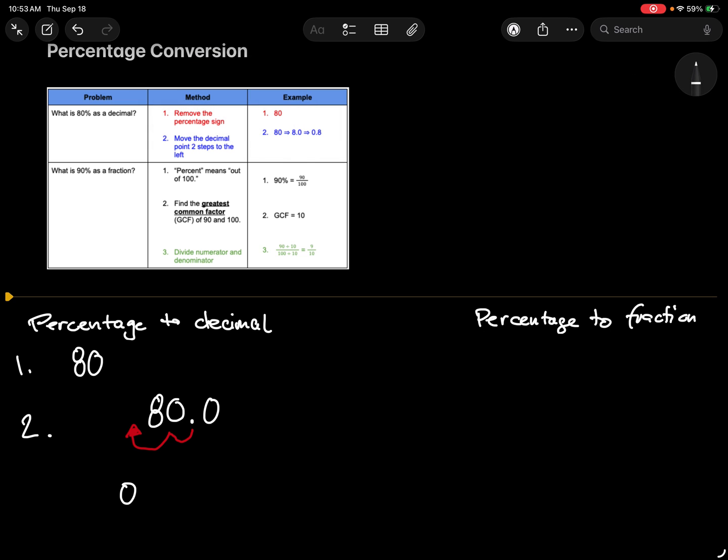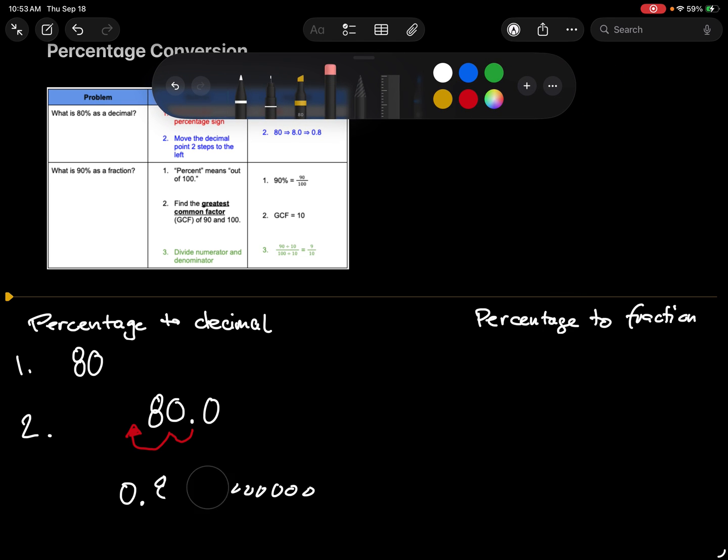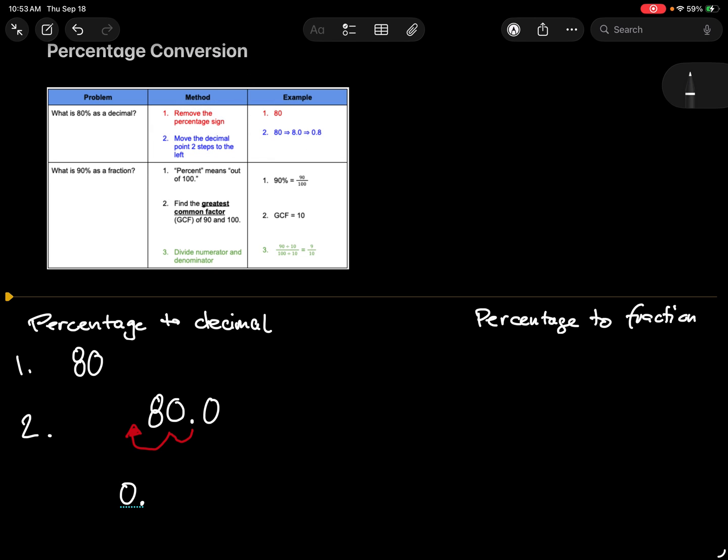It's going to be 0, here's our decimal point, and it's going to be 8. There's an indefinite amount of zeros after it, but we don't care about those. Let me write that neatly. 8. So it's simply going to be 0.8. That's it. You simply write the number without a percentage sign and then move the decimal point 2 positions to the left, and that's all you got to do. Now you have your decimal.